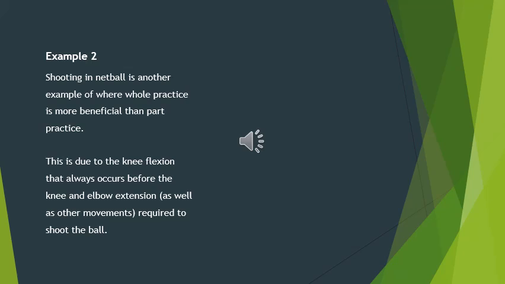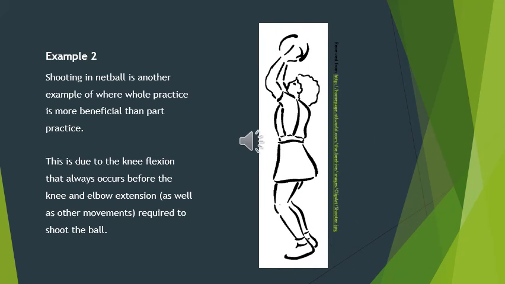Learning or practicing shooting in netball is another example of where whole practice is more beneficial than part practice. This is due to the simple nature of the task and the consistency in movement, as well as if the skill were to be practiced without, say, the initial knee flexion, the technique applied will change to find more power in the wrist and arm to shoot the ball.